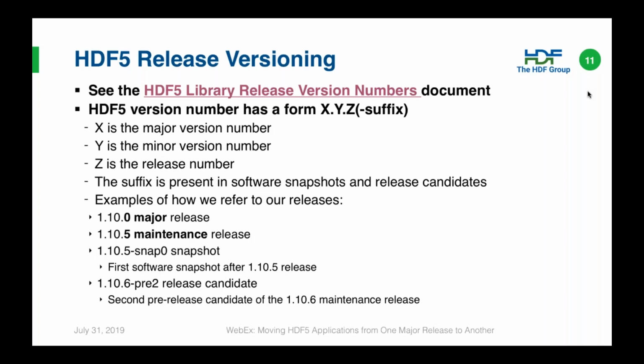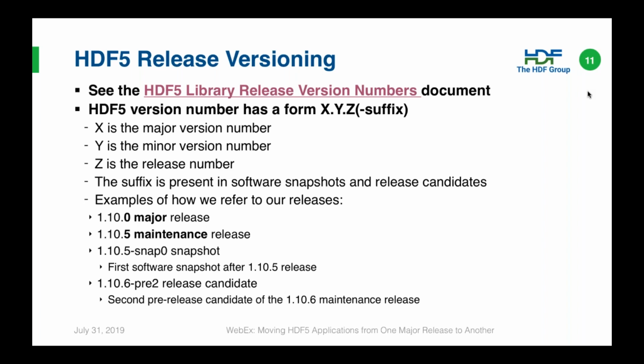So first, let's talk about HDF5 release versioning. On our website, you can find the document called HDF5 Library Release Version Numbers. When we started working on HDF5 software in 1997, we decided to adopt a new format of versioning that consists of three numbers, X, Y, Z, and sometimes we use a suffix. X is called the major version, Y is the minor version, and Z is the release number. And we use a suffix for software snapshots and release candidates.